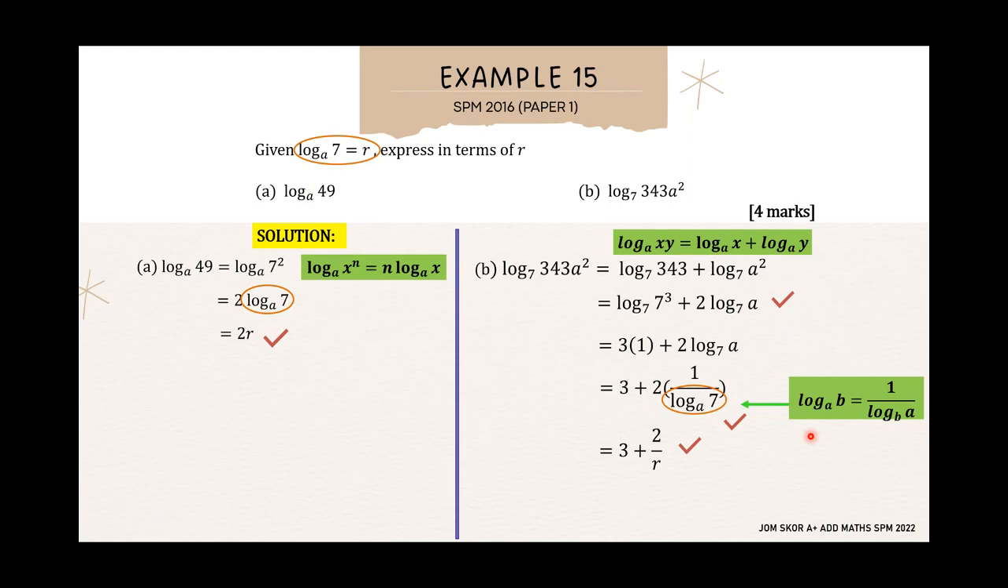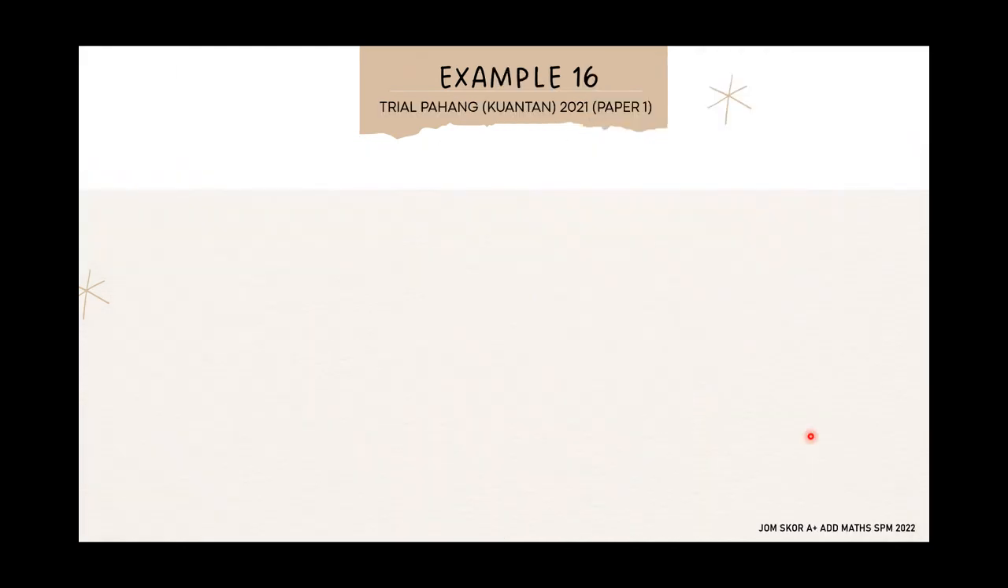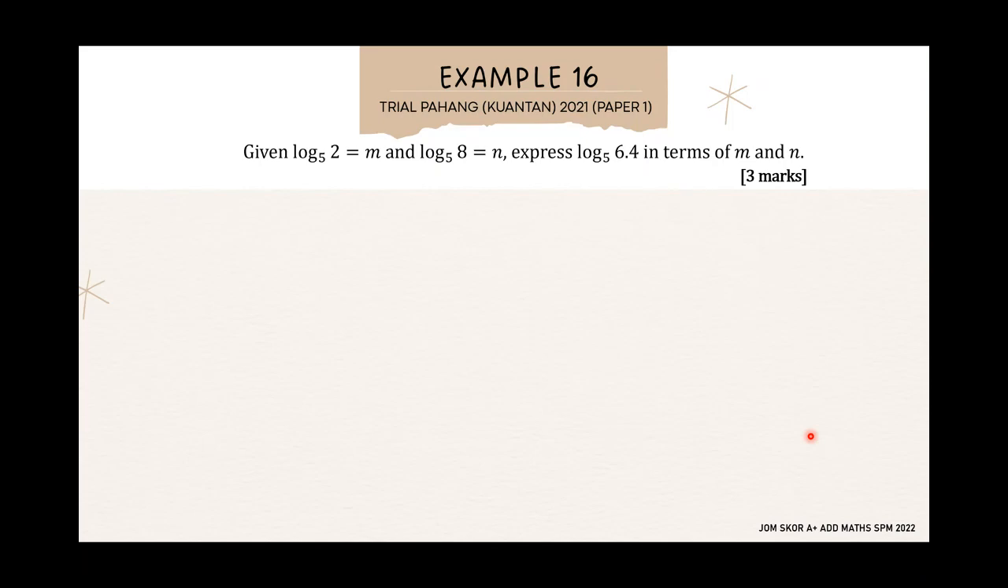Soalan seterusnya, soalan yang ke-16. Trial Pahang 2021. Given log 2 base 5 is equal to m and log 8 base 5 is equal to n. Express log 6.4 base 5 in terms of m and n. Dari pandang mana pula datang 6.4 ni kan? Dia bagi kita 2 dengan 8. Base yang sama tak ada masalah. Semua base pakai 5 ni. Base 5, base 5, base 5 tidak ada masalah.